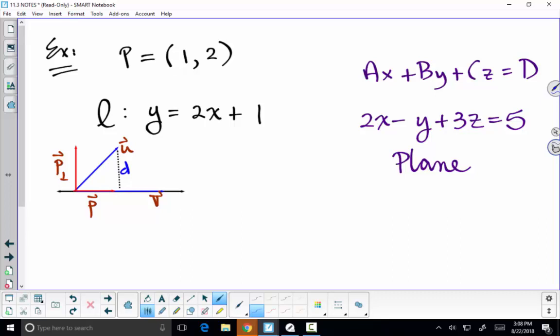U is going to be the vector between the point and one point on the line. So if you choose that as your first point on the line, then you're going to do 1 minus 0, 2 minus 1 for U. V is going to be this minus this. I thought I was getting confused. Yeah, there's a lot going on for sure. Anyone else?